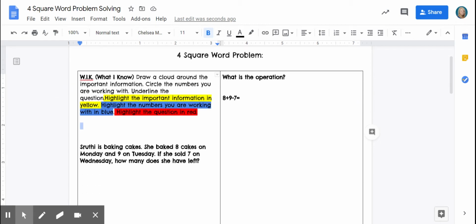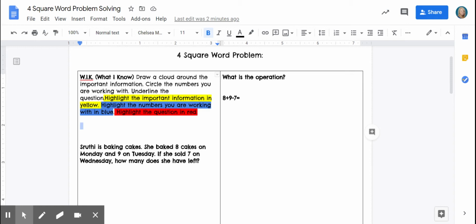The first part says WIK, which really stands for what I know. So you're first just getting the information. What do I already know? Now, they have directions here for drawing a cloud around and circling the numbers, underlining the question, but I know you can't do that on the computer. So I'm going to help you out.